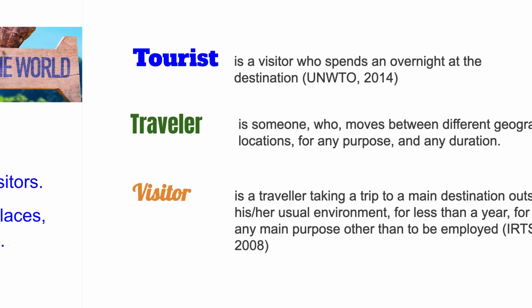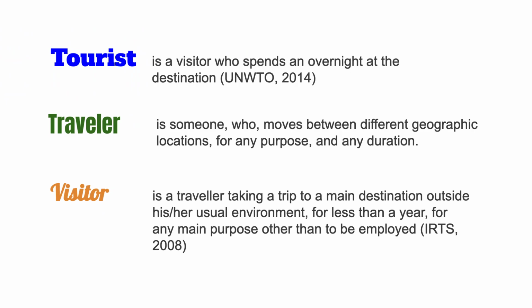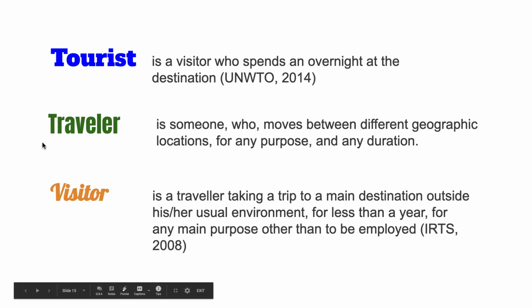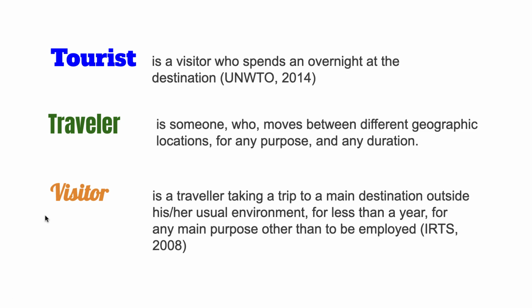Now, to make it more clear, let's see the different terms that we usually interchange when we talk about the tourist in the tourism ecosystem. So we have here three terminologies that people would usually interchange when they talk about tourism. So first, we have the tourist. A tourist is a visitor who spends an overnight at the destination. This is a definition given to us by UNWTO 2014. While the traveler is someone who moves between different geographic locations for any purpose and any duration.